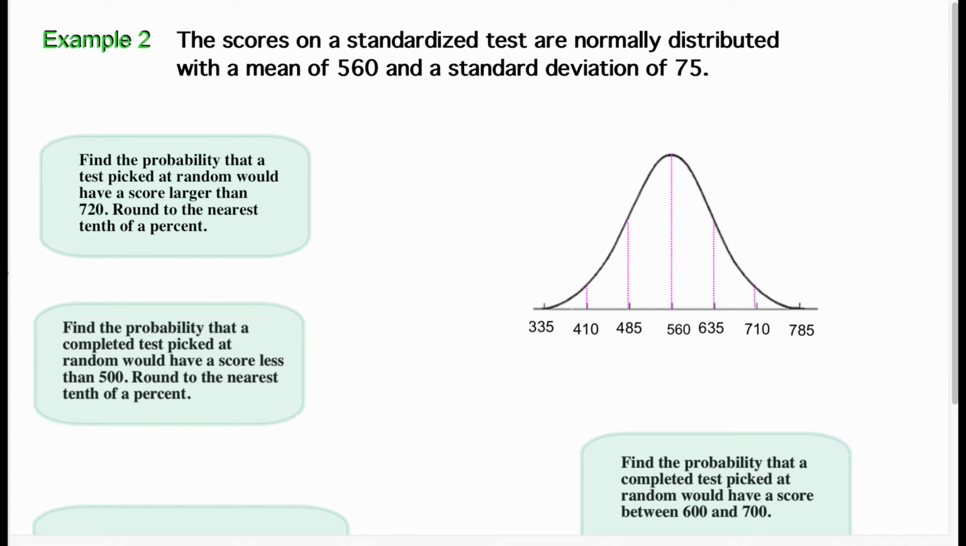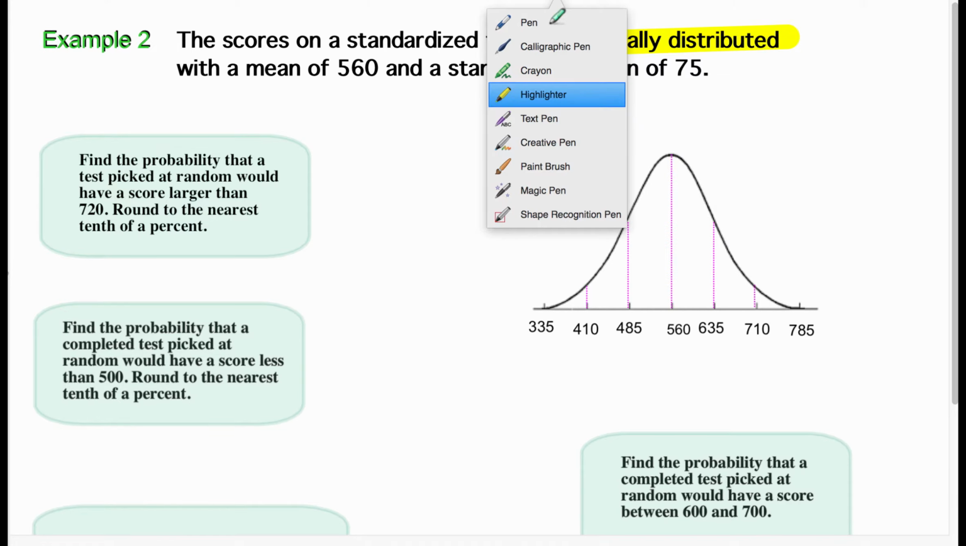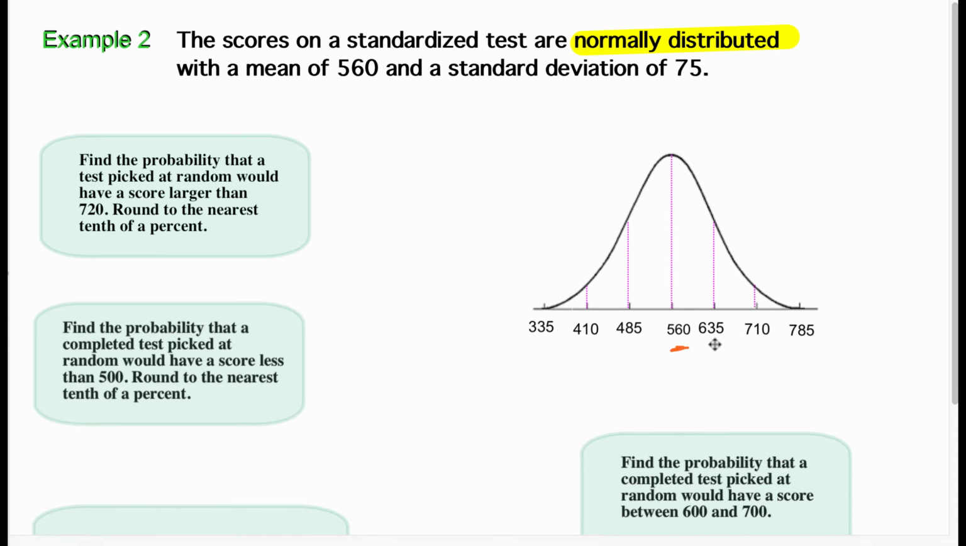So on a standardized test that are, once again, there's that word, normally distributed, so we know it's a bell curve, draw ourselves a bell curve with a mean of 560 and a standard deviation of 75. All right, so we take our time and we get that drawn out. Find the probability. Okay, that's a key word, probability, so we know it's part over total, that a test picked at random would have a score larger than 720. So when we look here, 720 is right there. Now remember, a bell curve is telling us the percentage of area covered. So we want to figure out how much this area is.